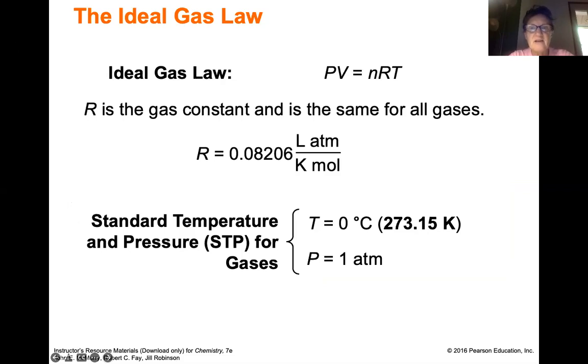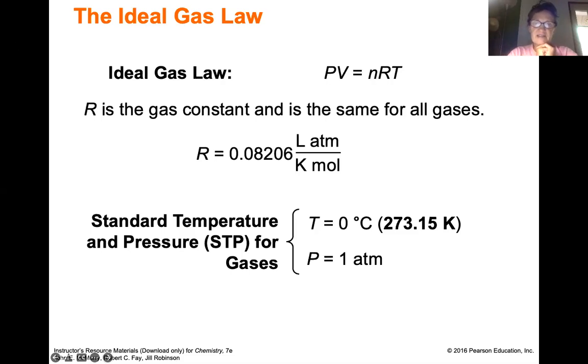So we can take all of those laws and pull them together and we end up with the ideal gas law. So once again, noting that pressure and volume are inversely proportional, and volume is proportional to temperature and number of moles. So if you combine Avogadro's law, Charles' law, and Boyle's law, you can get the ideal gas law.